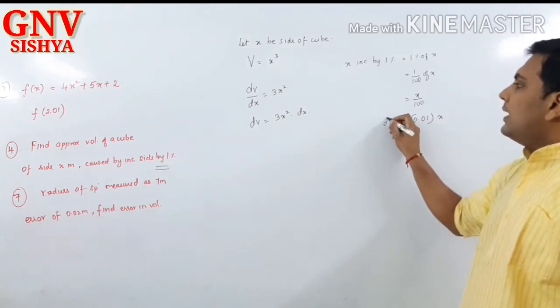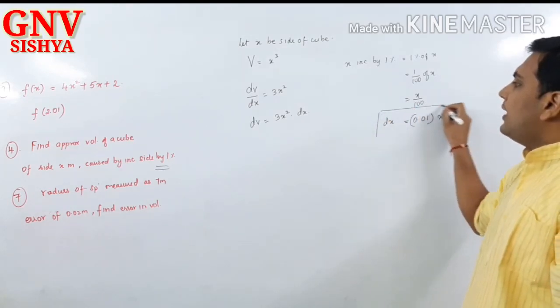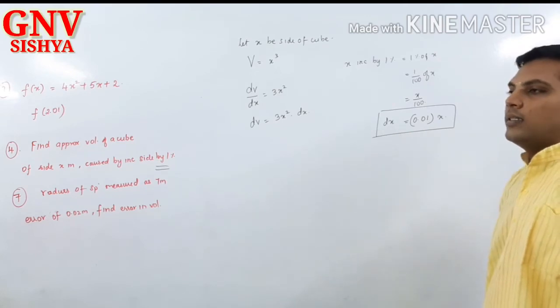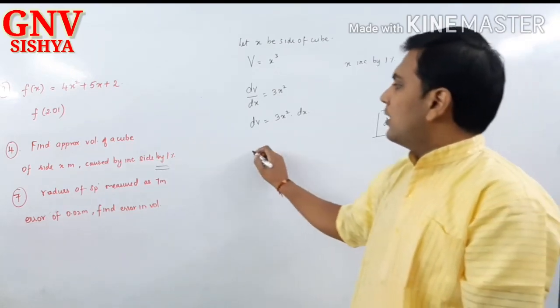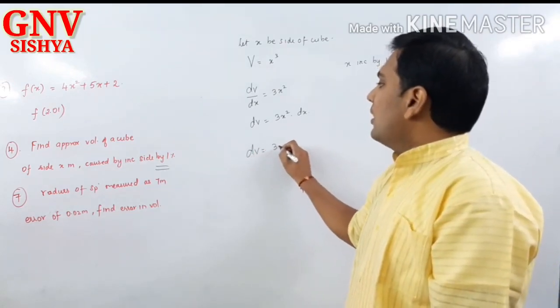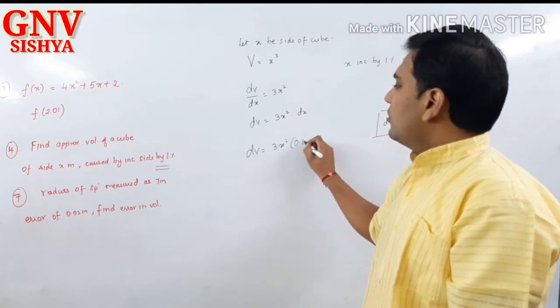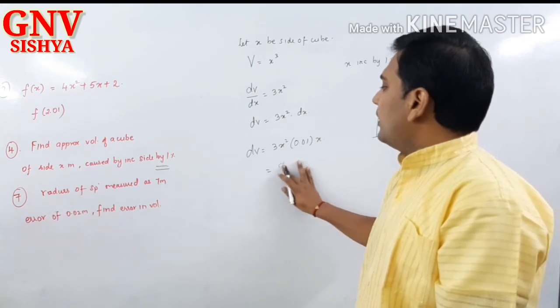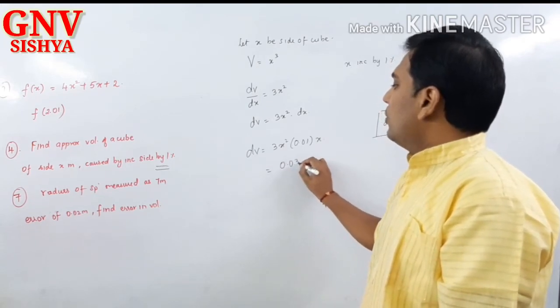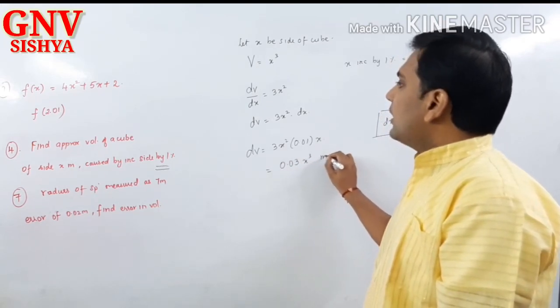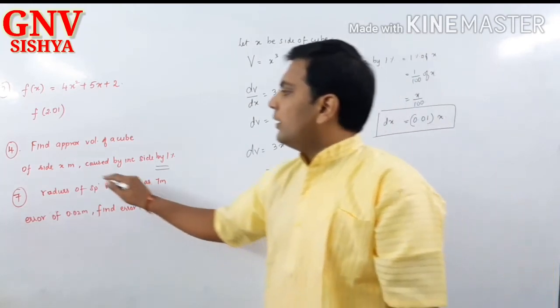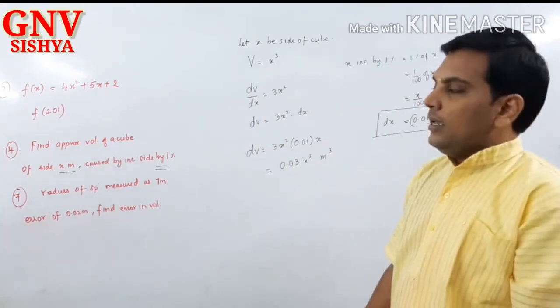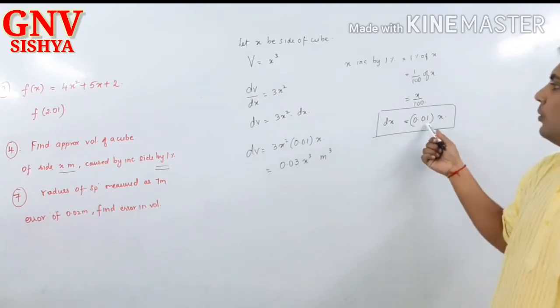So it will be 0.01 into x, am I correct? Okay, so the side is increased, it means your dx value is 0.01x. Now substituting here, dv is equal to 3x square into 0.01x. So it will become 0.03 into x cube, meter cube. Why meter cube? They have given the side in meters.